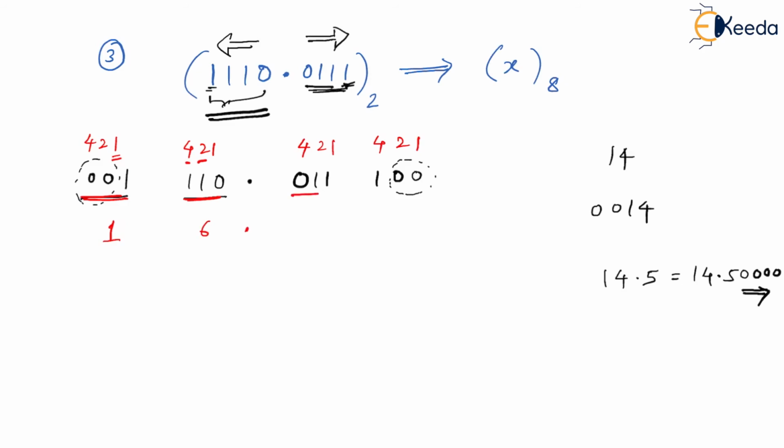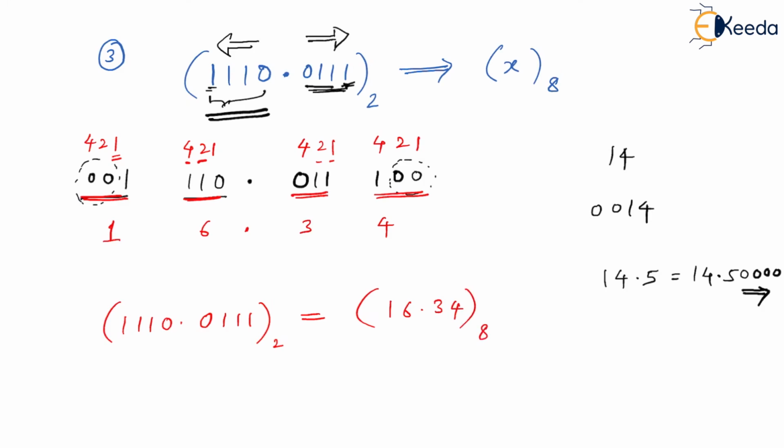Take that decimal point as it is. Over here, again, the 1s are written below 2 and 1, so 2 plus 1 becomes, of course, 3. And over here, the 1 is only below 4, so it will be only 4. That's it. So the number which was given to me, 1110.0111 having base 2, I can say it is equivalent to 16.34 to the base 8. That's it. So I'm sure now you have understood the theory behind this.